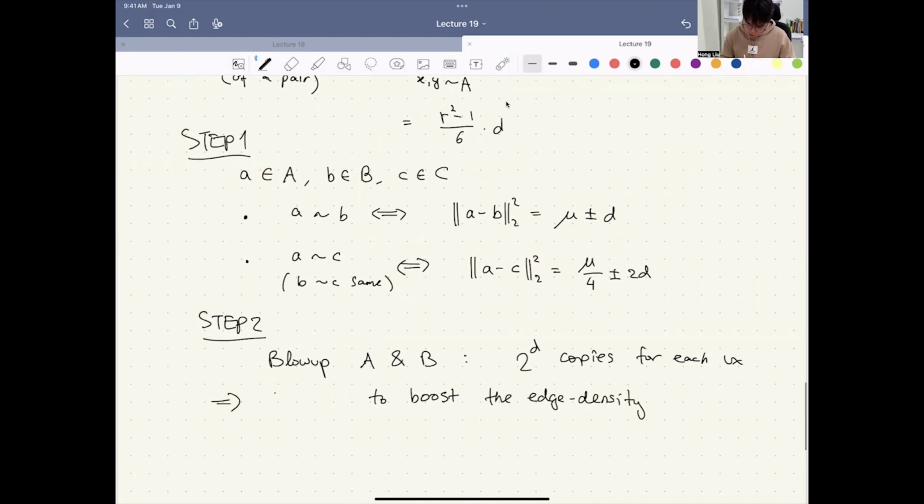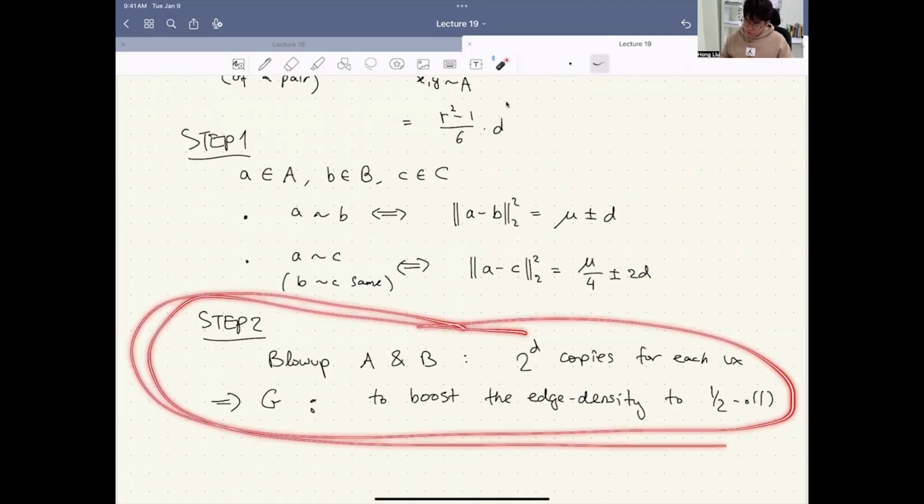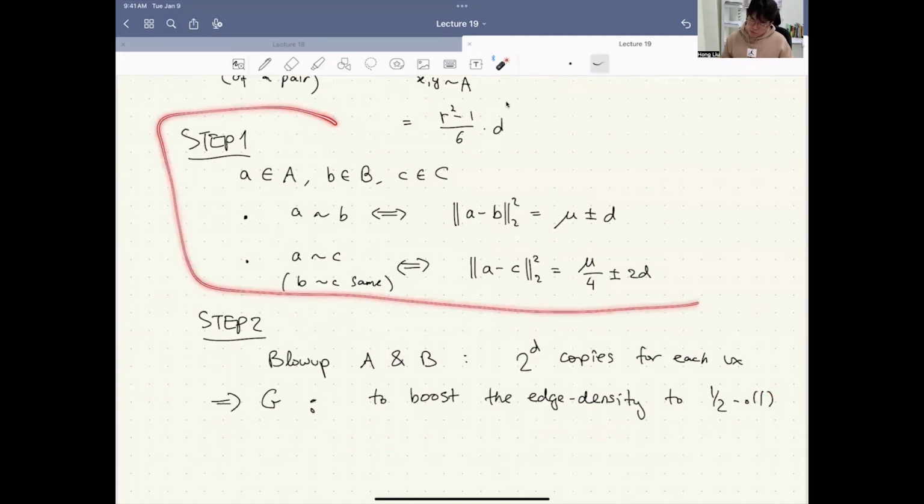Now, after doing this blow up, G is the final graph, right? And this step is to boost the edge density to 1 minus 1/2 minus 0 or 1. The second step is just pure computation. I will leave it for you to verify this. So let's focus on the first step and try to verify.